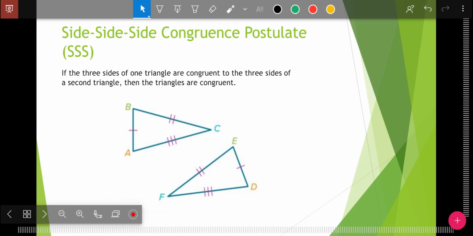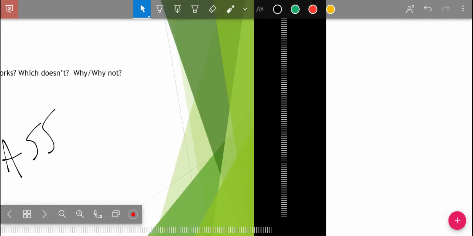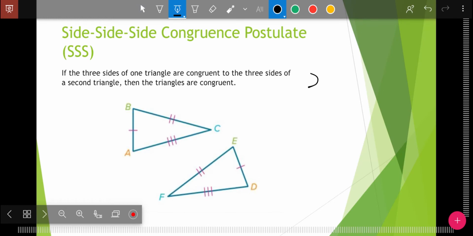So the first theorem is this SSS theorem. I would call it the SSS congruence theorem. And so that's going to be our first shortcut. So we really need to understand the different shortcuts we're going to have. Before today, we had to prove 6 things: 3 sides, 3 angles, 6 things to prove a triangle is congruent.